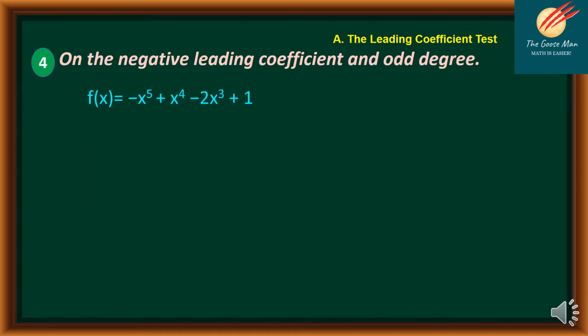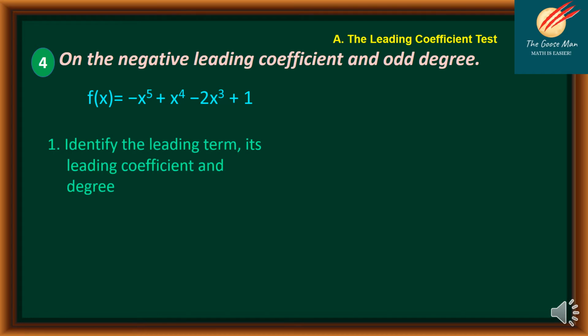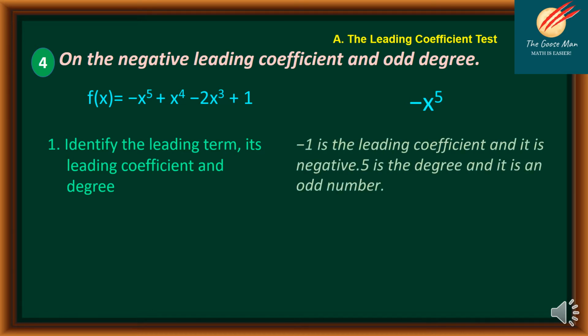Let's have the fourth example, this time on the negative leading coefficient and odd degree. So we have the function f of x is equal to negative x to the fifth power plus x to the fourth power minus 2x cubed plus 1. Again, the first step is to identify the leading term, its leading coefficient, and degree. So we have negative x to the fifth power. Negative 1 is the leading coefficient, and it is negative. 5 is the degree, and it is an odd number.